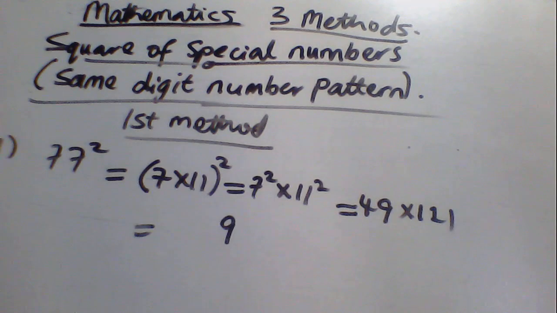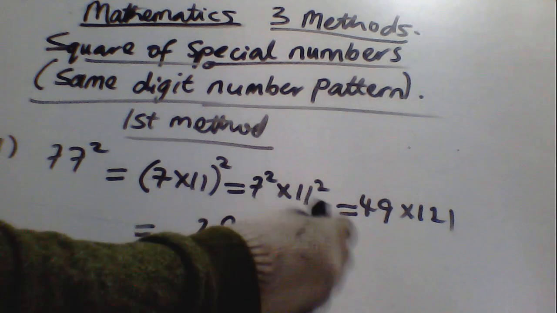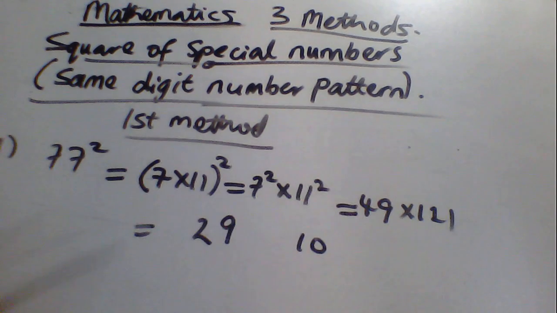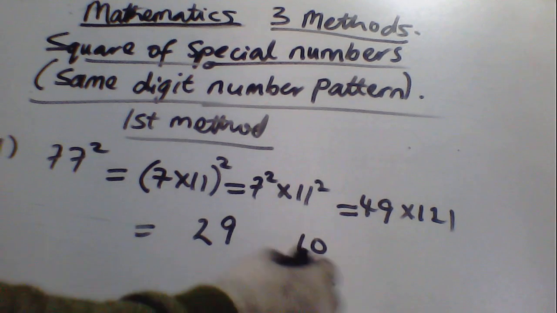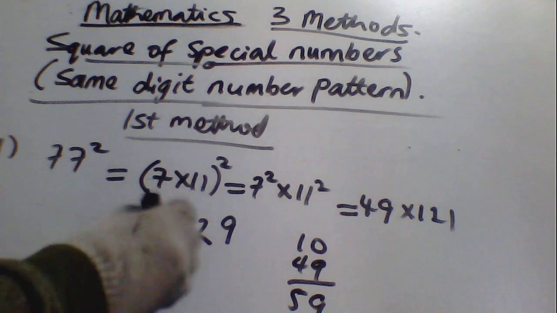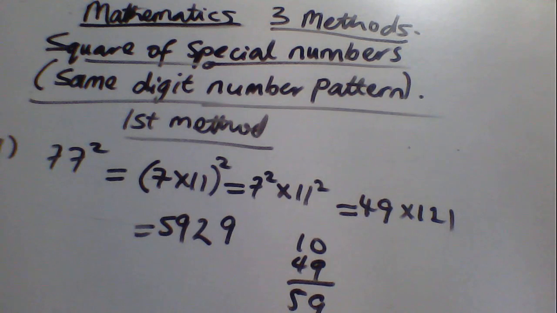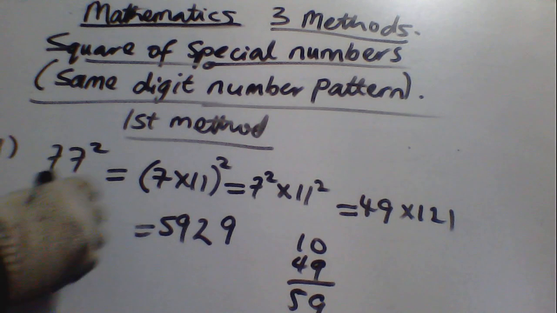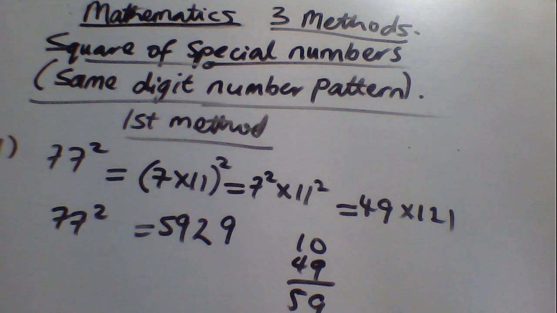49 times 2 will give us what? 98. 98 plus 4 will give us 102. I write 2 and carry 10. 49 times 1 will give us 49 plus 10, that will give us 59. Very easy. So 77 squared is the same as 5929.